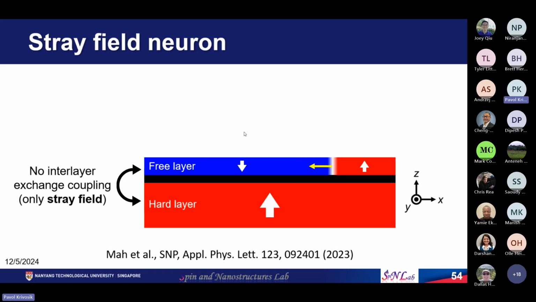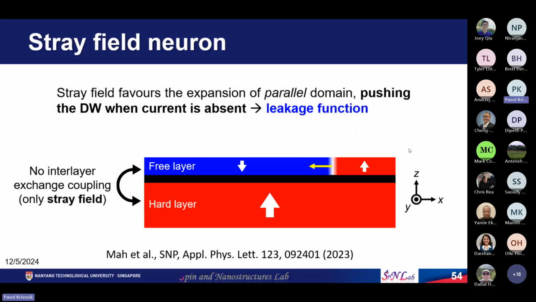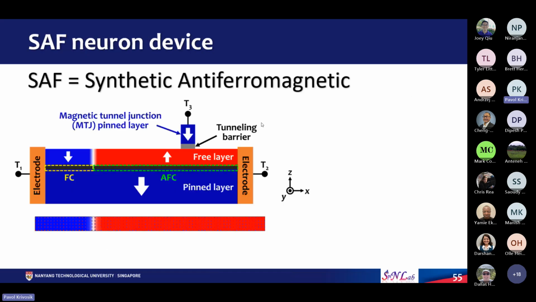For this design, we have also shown experimental and simulation results. Then the third concept that we have worked on is a synthetic antiferromagnetic neuron device. In this case, again, we have two ferromagnetic layers, separated by a ruthenium layer. So there's a synthetic antiferromagnetism, which favors antiparallel magnetization of these two regions.